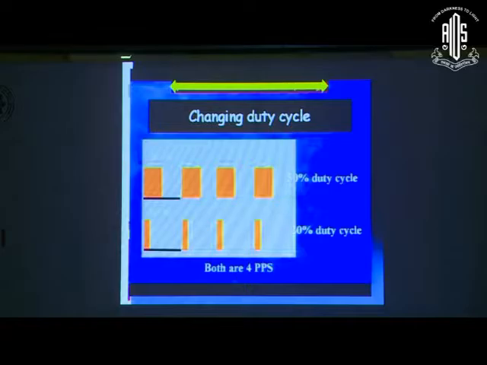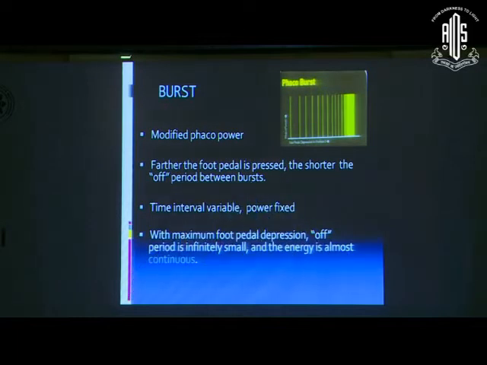Now, pulse, the setting is also how many pulse per second. So, in the top one, if you see, the duty cycle is 50%. So, as much it is on, it is off. And this is one pulse, then another pulse, then another pulse. But if you change the duty cycle, the pulse remains the same, but the on time is reduced and off time is more. So, here you are reducing the power. You are using lesser power at the same pulse.